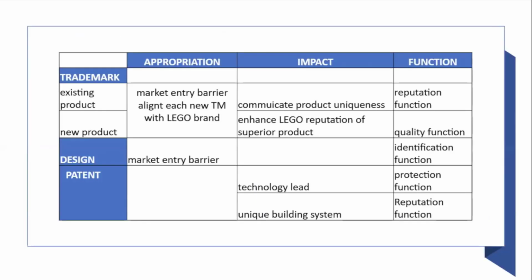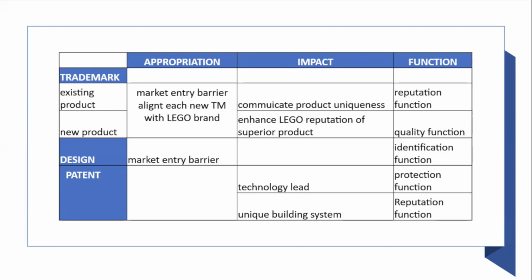In the strategy chart, we have an existing product in a progression regime, set to a market entry barrier: align each new trademark with the Lego brand. In impact, we have communicate product uniqueness, and in function, we have the repetition function. For new products in the appropriation regime, again we have the market entry barrier: align each new trademark with the Lego brand. In impact, we have enhanced Lego reputation of superior product, and in function, we have a quality function.